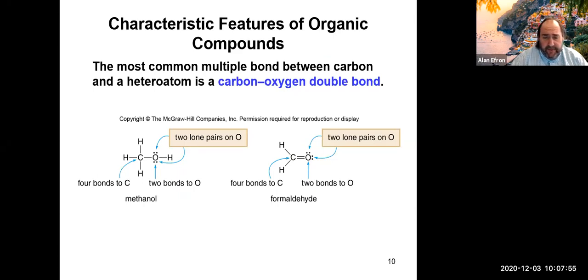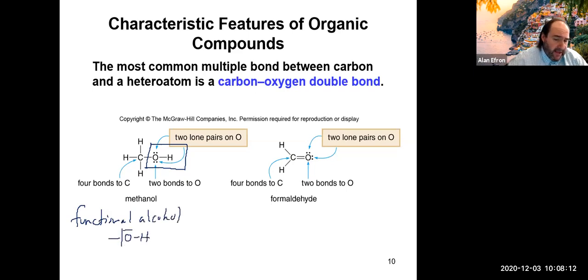So here, for example, we see an OH bond, and this particular part of the molecule is another functional group. That's the functional group of an alcohol, and that's the OH group. If you see that OH group, it's probably going to be an alcohol.